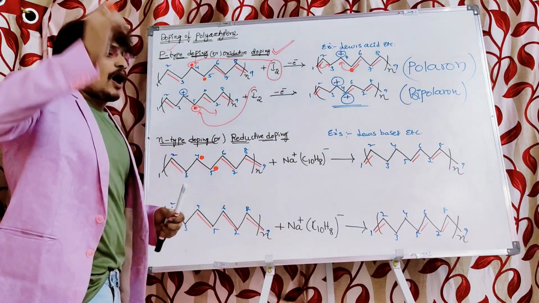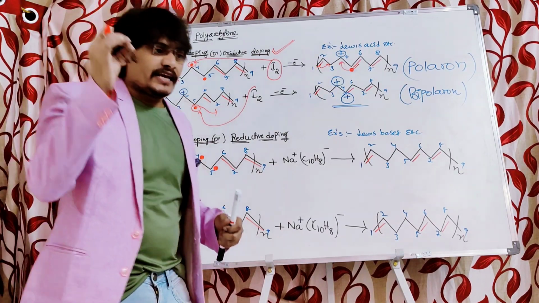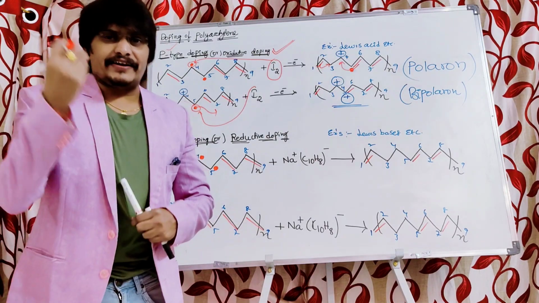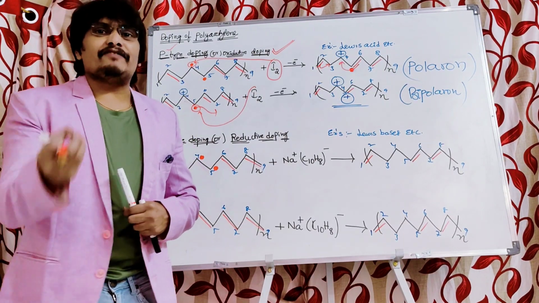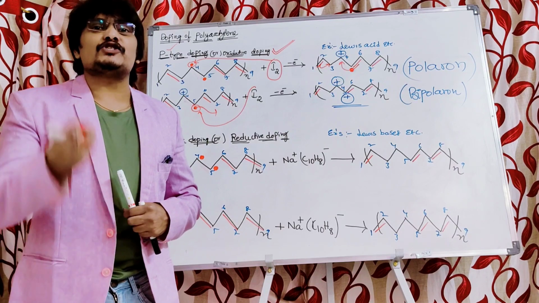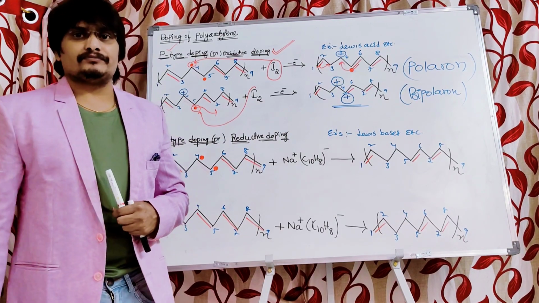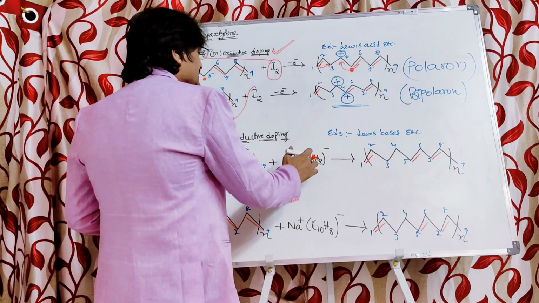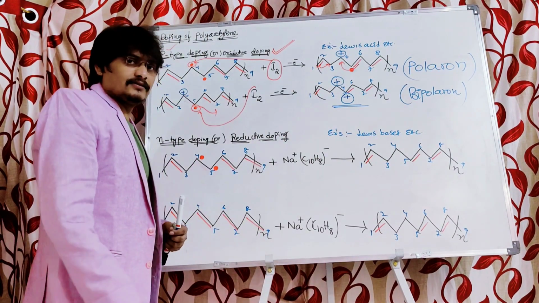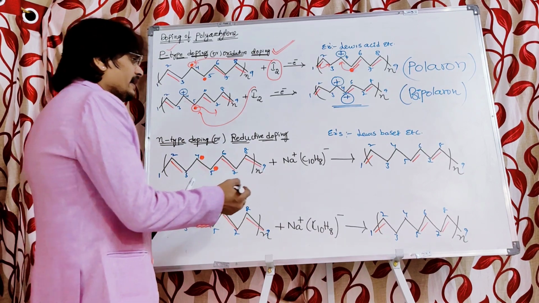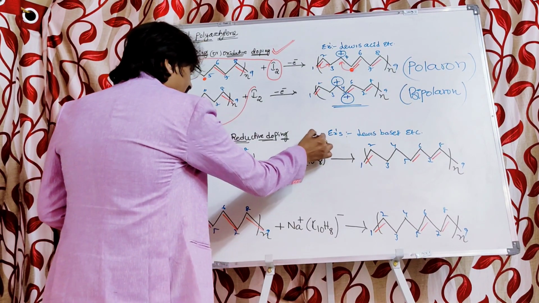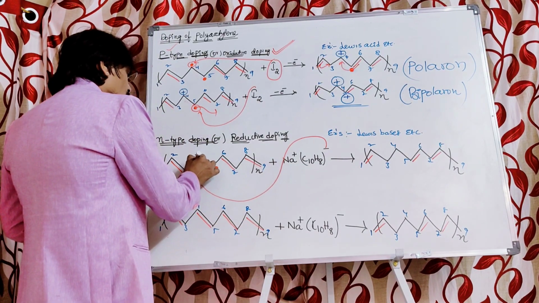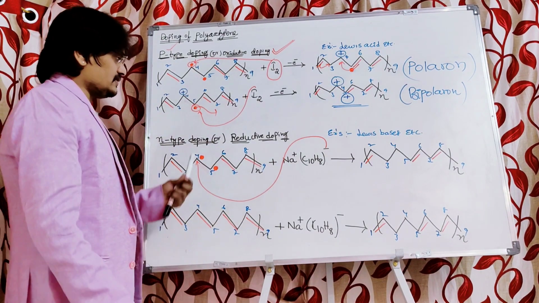Now the most appropriate reducing agent for enhancing or increasing the conductivity of polyacetylene is sodium naphthalide. Sodium naphthalide, which is Na+ C10H8−. So what will it do? It will provide its electron to one electron of this.